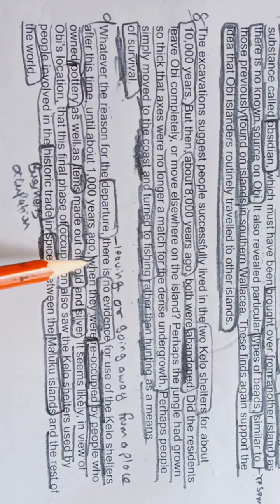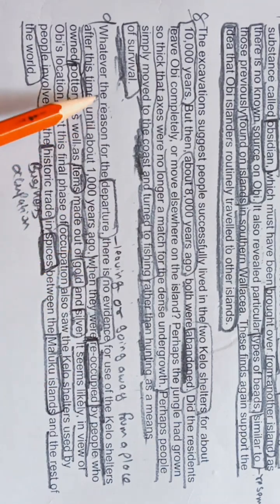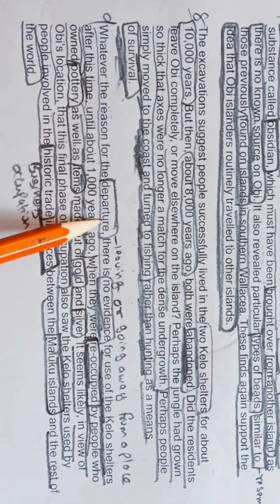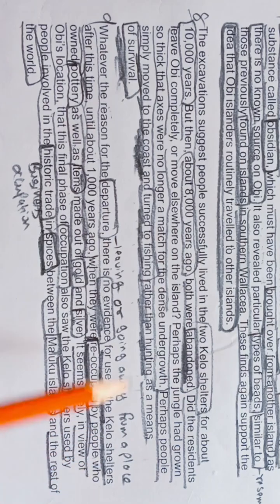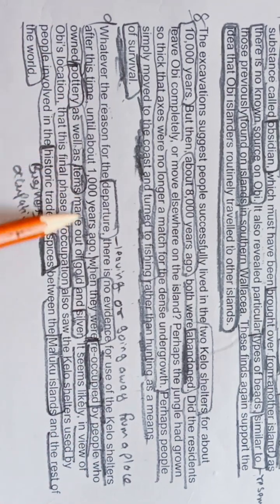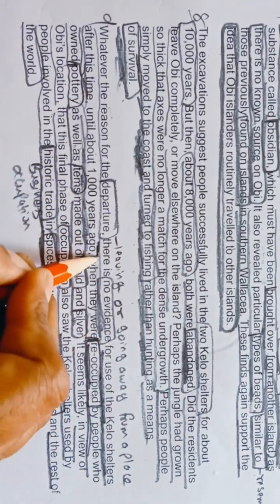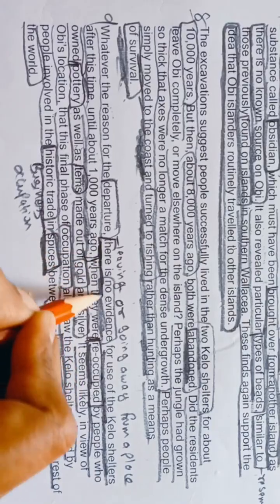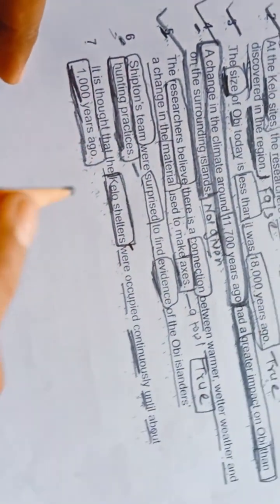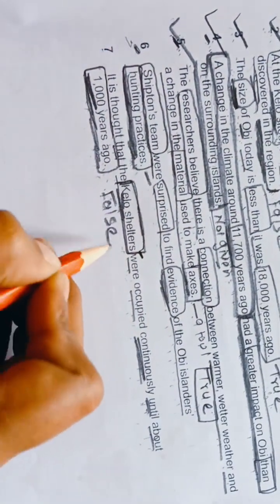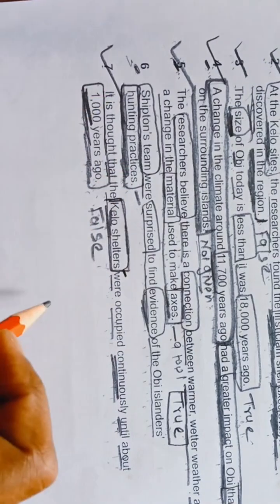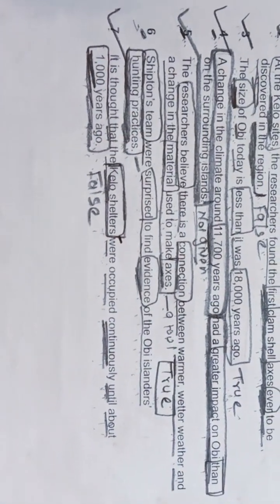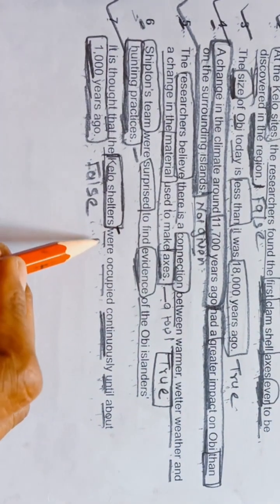From whatever the reason for the departure, there is no evidence for use of kilo shelters after this time until about 1000 years ago. So from this we are getting our answer: there is no evidence. So we will write false in front of 7 in our answer sheet. Both the statements are contradicting with each other, so that's why we will write false in front of 7.